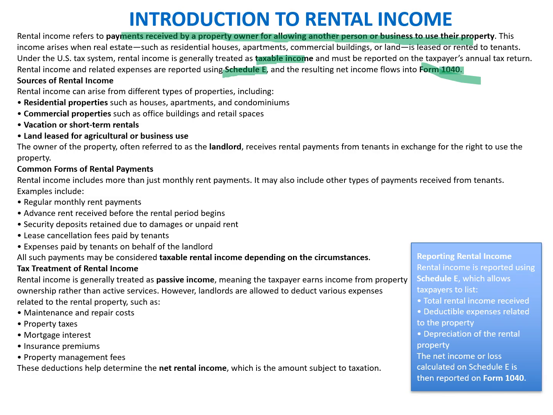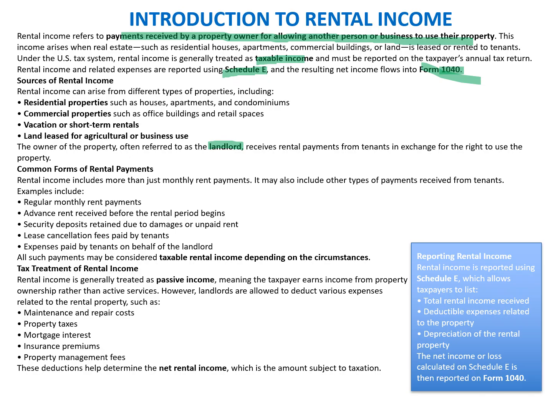Having understood the concept of rental income, basically we know that this is something generated by property which has been created by the individual, and that property is yielding an income in the form of rent. So we'll understand the types of sources of rental income here. Residential property is one property which generates rental income. Commercial property is another set of property that generates rental income. Then vacation or short-term rentals, and then land leased for agriculture or business use. The owner of the property, often referred to as the landlord, receives the rental payment from the tenants in exchange for the property which has been leased out or rented.